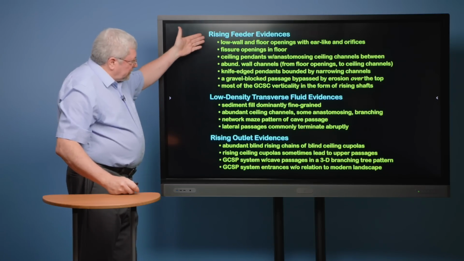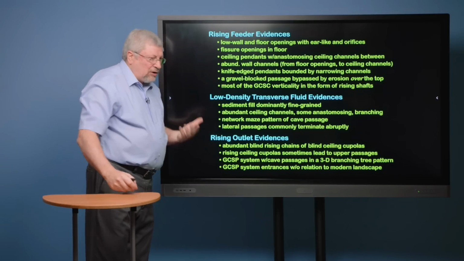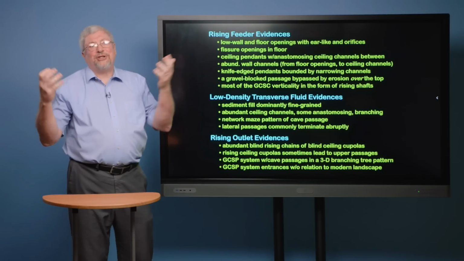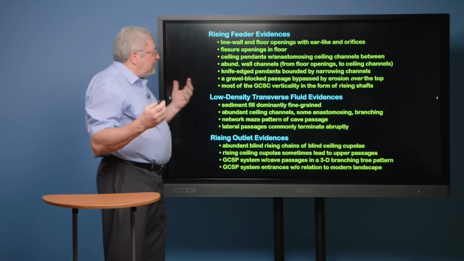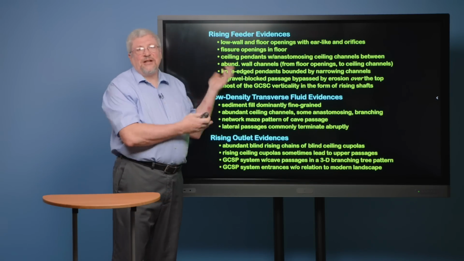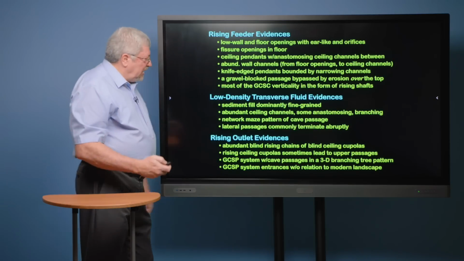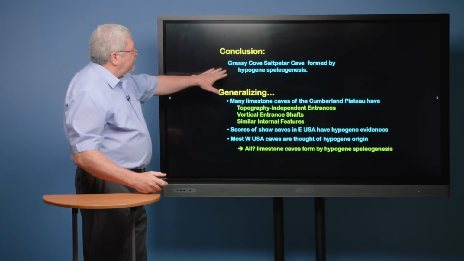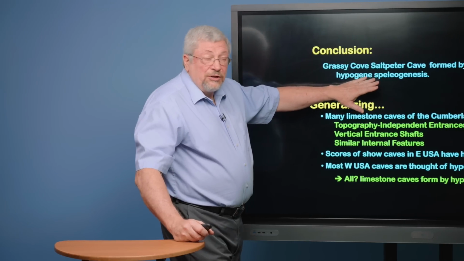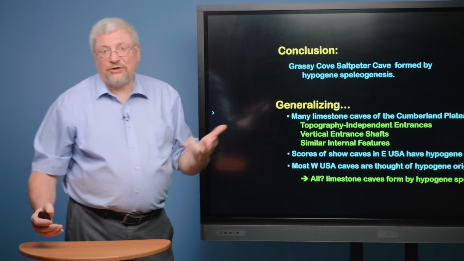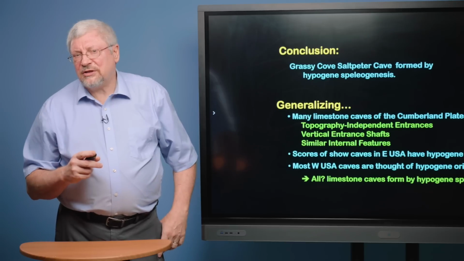And all of this collectively, we have all of these evidences, every single one of the evidences that the European geologists pointed to as evidence of hypogene speleogenesis, I found in 20 minutes in the cave I'd been working in for 10 years. So my first conclusion is that Grassy Cove Saltpeter Cave was formed by hypogene speleogenesis.